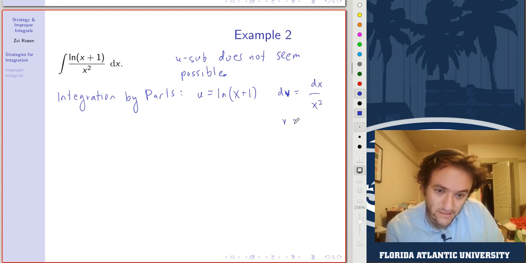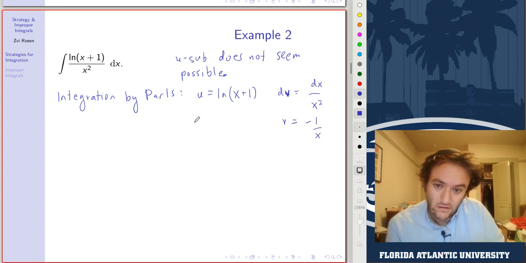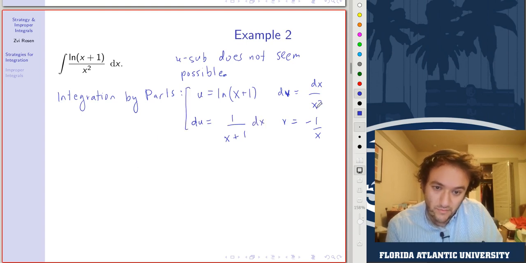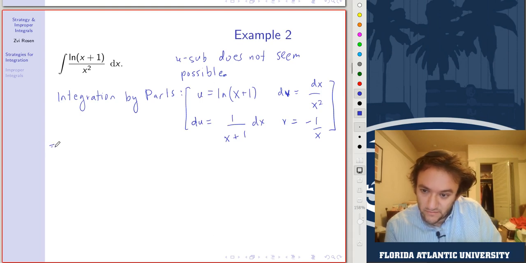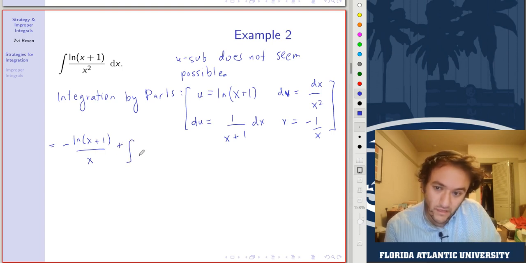Okay, well, we know how to integrate this using the power rule. It's x to the minus 2, so this becomes minus 1 over x. And du is 1 over x plus 1 dx. Okay, that's our integration by parts. So our integral becomes uv, which is minus ln of x plus 1 over x. And we subtract the integral of v du. Well, because v has a minus sign, we can make this a plus sign. And we have 1 over x times 1 over x plus 1 dx.